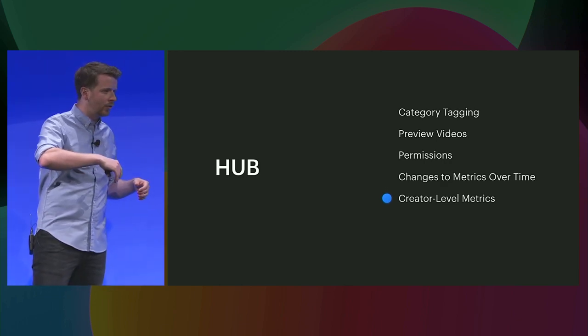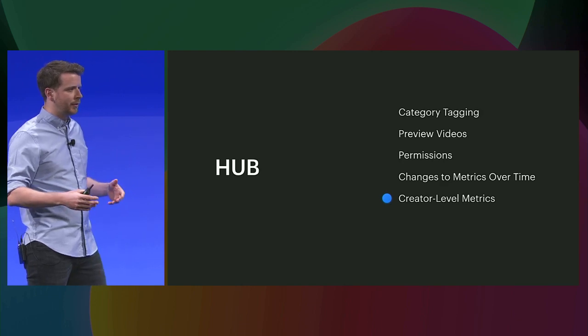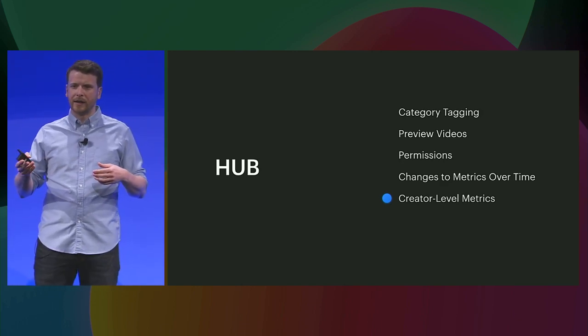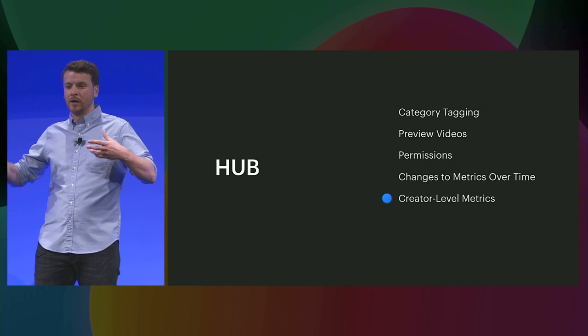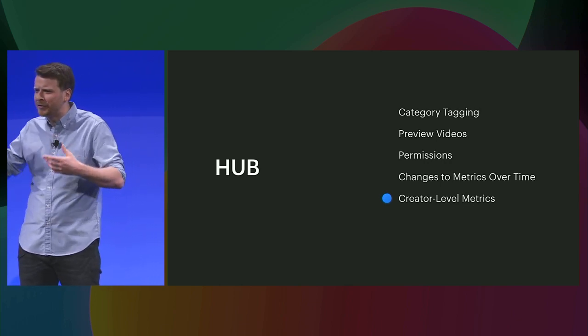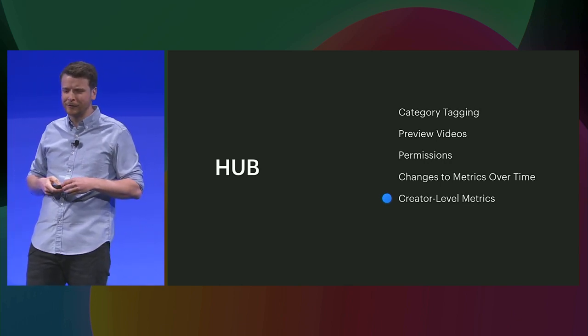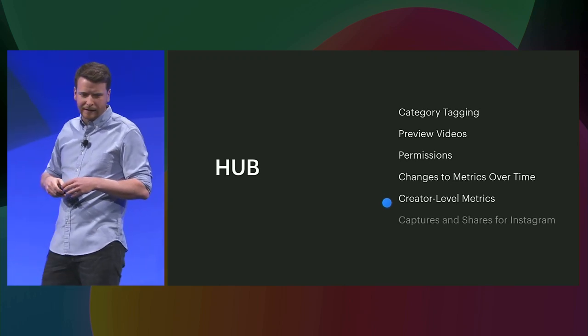We're going to bring you creator-level metrics. So right now, we tell you how well an effect is doing, right? We tell you how many people have seen it and how many impressions you've had and things. But we don't tell you at the creator level, as a total number of people, how many people have seen these experiences that you're making, right? And I'm going to get to that in a second.